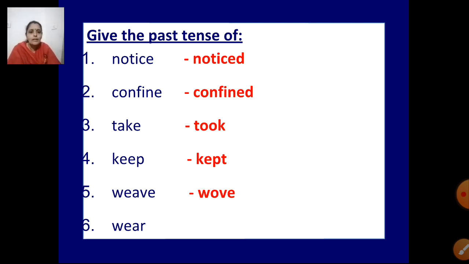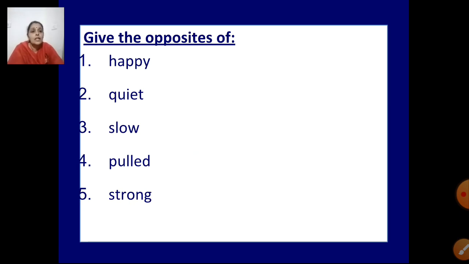And the sixth one, wear. The past tense of wear is wore. W-O-R-E. Wore. Yes? Done with this? So the next exercise I have is give the opposites of. You have to give me the opposites of these words. First one is happy, second is quiet, third is slow, fourth is pulled, and fifth is strong.